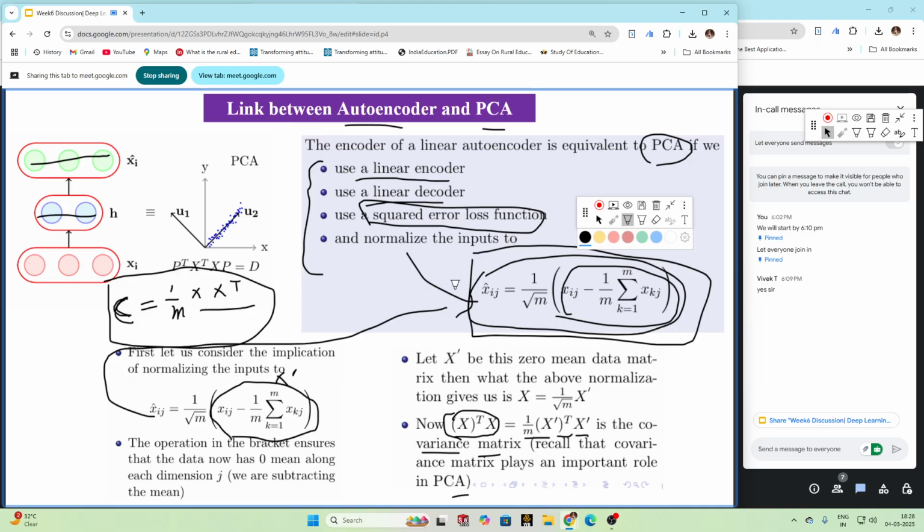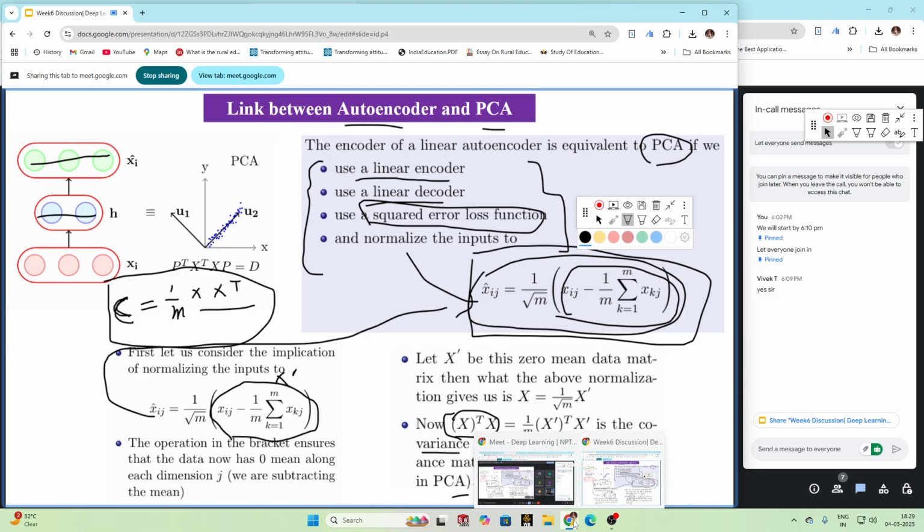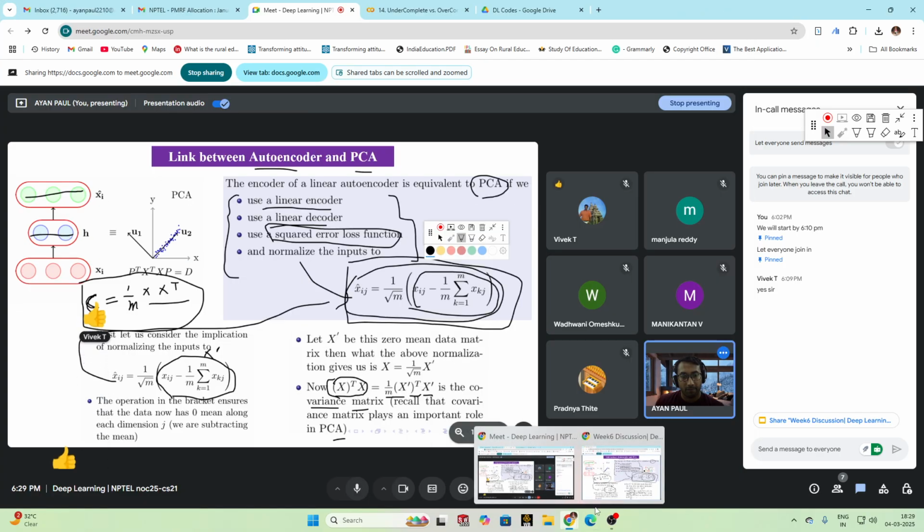So four important things: one is a linear encoder, second is a linear decoder, third the loss function is a squared error loss, and then we need to normalize our input like this. If we do all four steps, then our autoencoder will be equivalent to PCA. This is the theory, and for proofs and all you can always refer to your lecture notes. But this is the summary of the theory in short: for your linear autoencoder to be equivalent to PCA, you have to follow these four conditions. So this is about this slide. Is it clear? Okay.